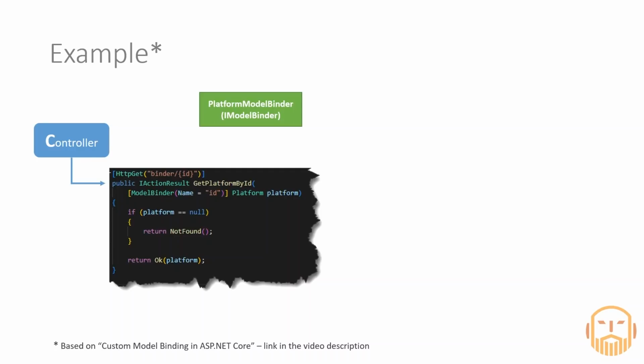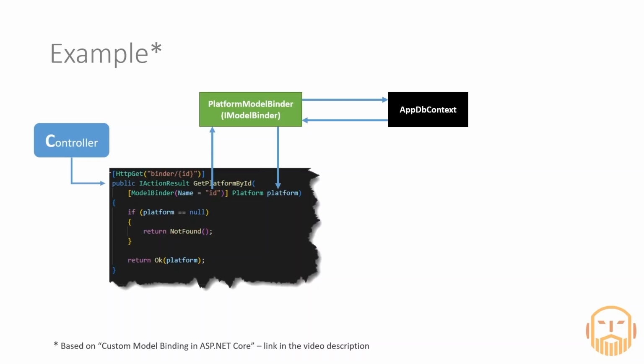So what this requires is a custom model binder that implements IModelBinder. As I've said, because we're using custom model binding, that ID will be taken and used by the model binder. It will reach out to a DB context, which will hopefully find that model in our data source, return it back, and then bind it to the controller action here, and in particular the platform object that it expects. Okay, so a little bit convoluted.